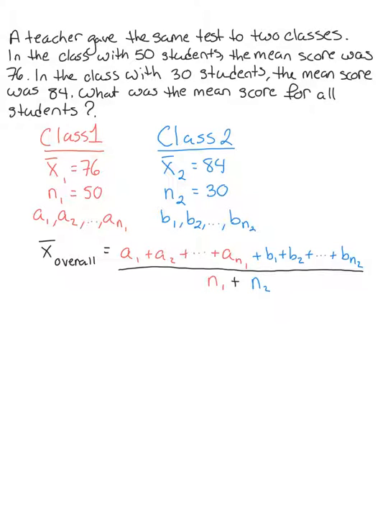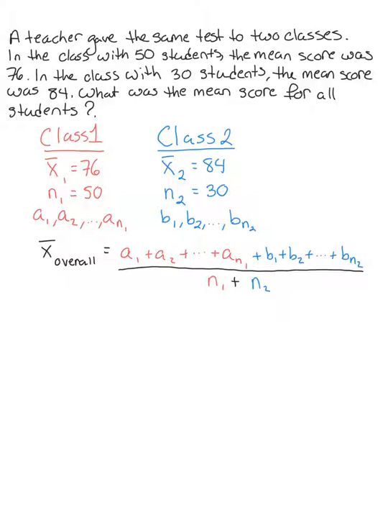So on the screen here, the first thing you do when you're working with a word problem is you identify all of the information you're given. In this case, for the first class, we're given the mean value of 76, and we're told that there are 50 students in the class, and I'm going to call those students A1, A2, up to AN1. And in class 2, we're told that the mean score is 84, and that there are 30 students in the class, and I will call them students B1, B2, up to BN2.